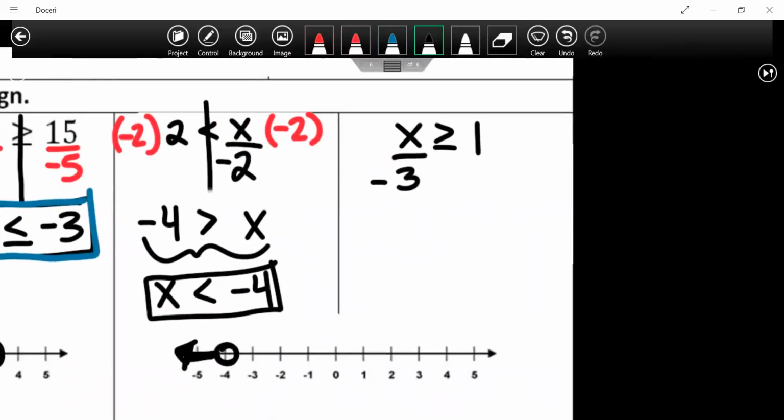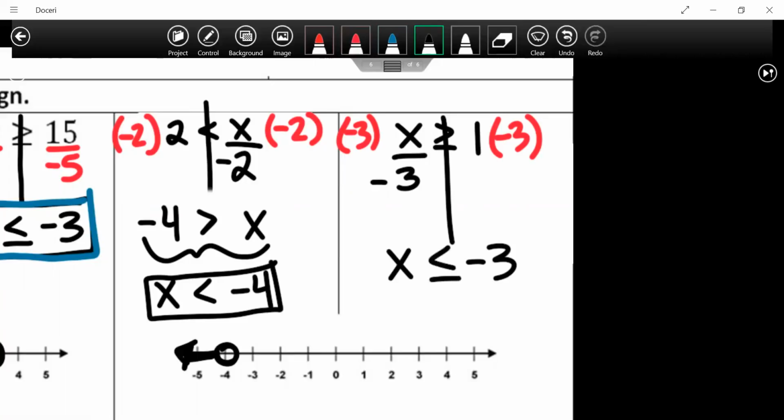Doing our last example. Putting our line down for you guys. What do I do? Multiply by -3. I'm going to get x and -3. Did I multiply by negative? So what happens to my sign? Do I like how that's written? Why? Variables on the left. Open or close circle on -3?